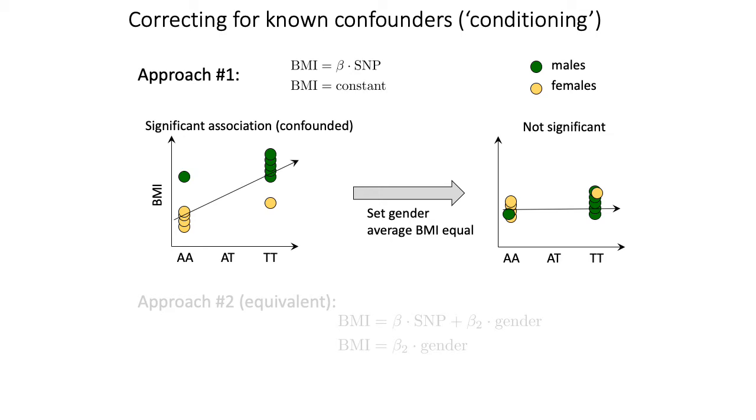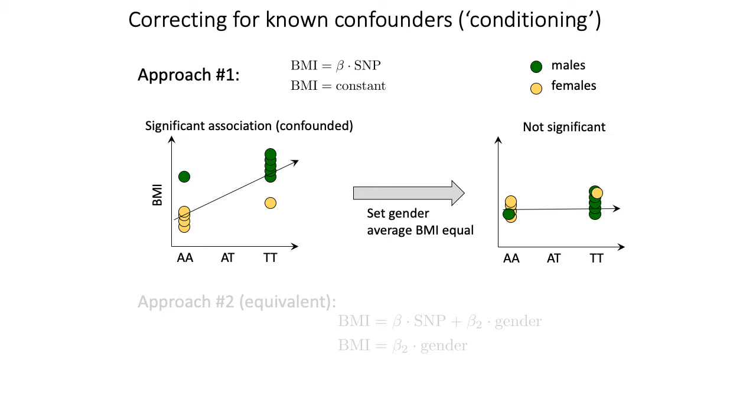You can calculate the average BMI for females. And then essentially for every male, you can subtract off the average BMI for males. And likewise, for every female, you can subtract off the average BMI for females. And what that'll do is it'll adjust the BMI value for each individual according to their gender. And then you'll get a scatter plot like what you see on the right.